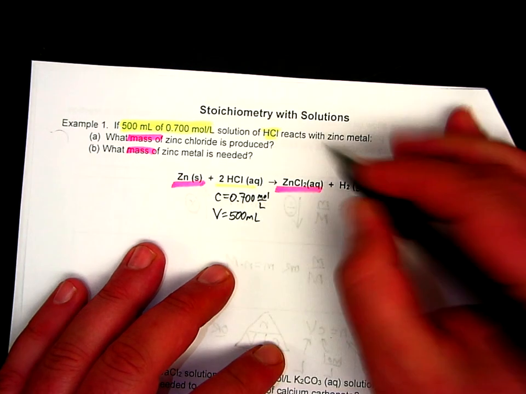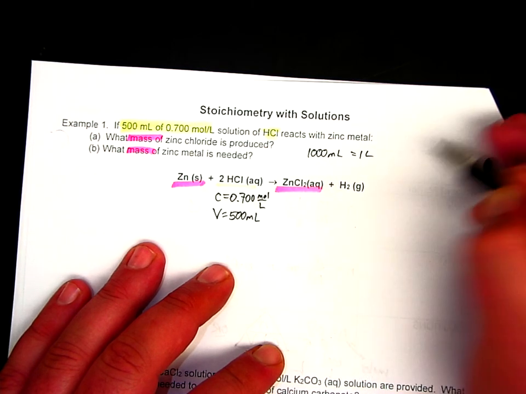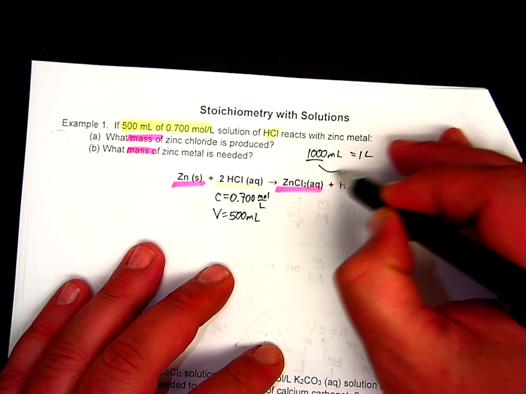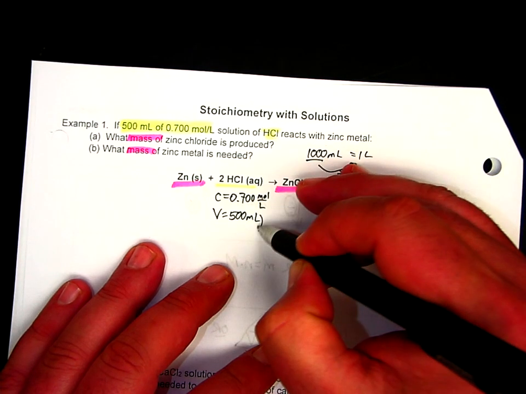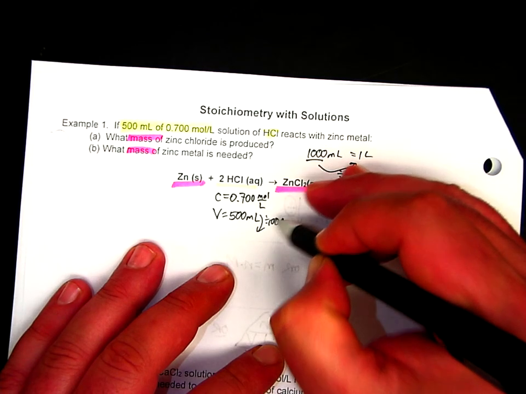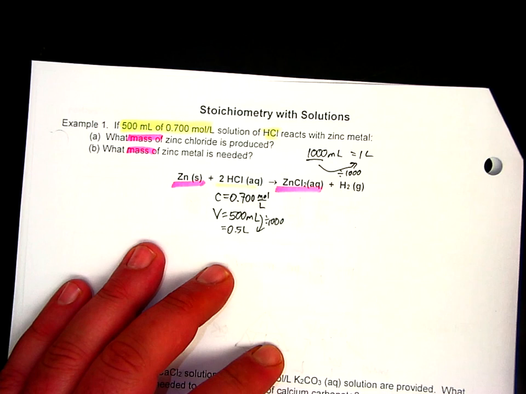Okay, so there is 1,000 milliliters in 1 liter. So if I'm going from 1,000 to 1, I'm going to be dividing by this factor. So I'm going to divide by 1,000 to get my liters. So it's 0.5 liters there. So that's one thing that I need to do.